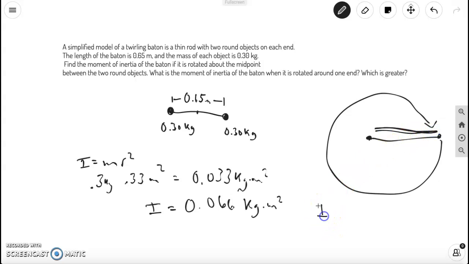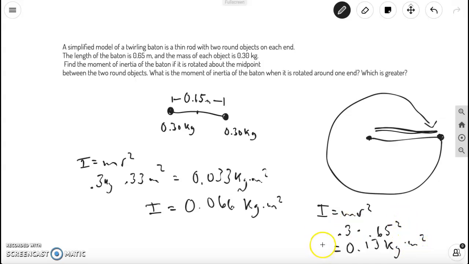So we go back to our I equals mr squared. But now the mass is still 0.3 because it's just this one weight that's contributing. So 0.3 times, now it's 0.65 meters squared. So our I here equals 0.13 kilogram meter squared.